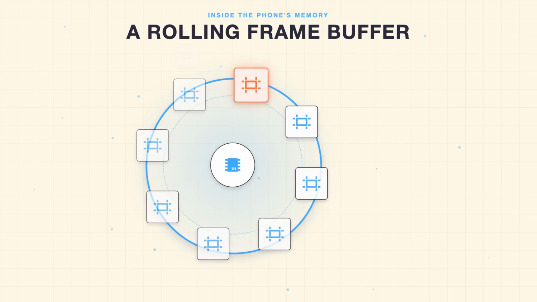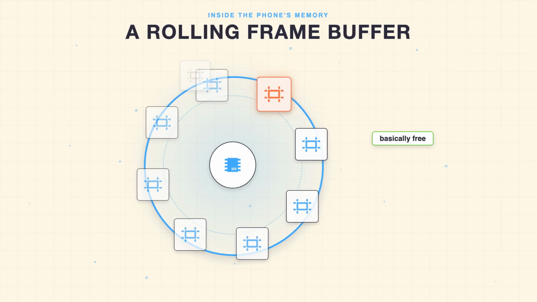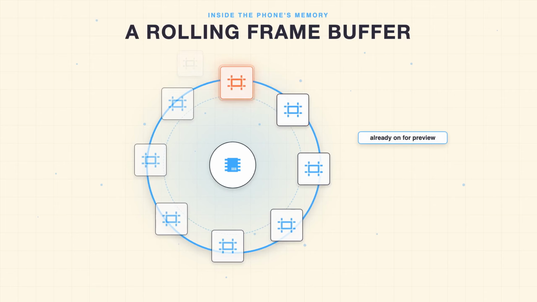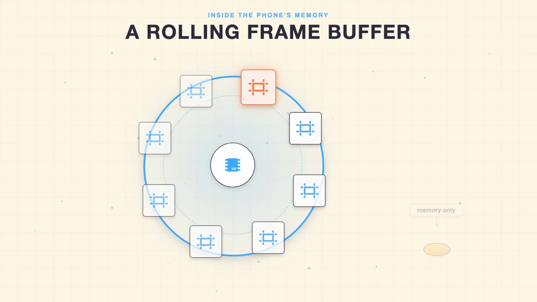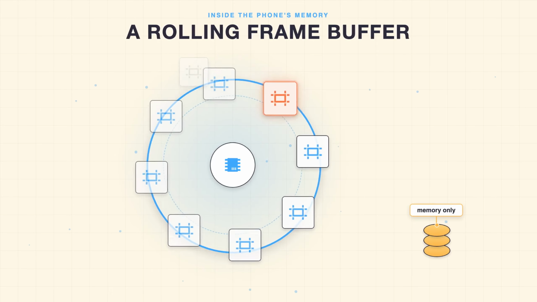Here is the part people miss. These frames are basically free. The sensor was already capturing them to feed your preview. The phone is not doing extra work to get them. It is just choosing to keep the last few around instead of instantly discarding them. The only cost is a sliver of memory. No extra shooting, no extra battery for the capture itself.